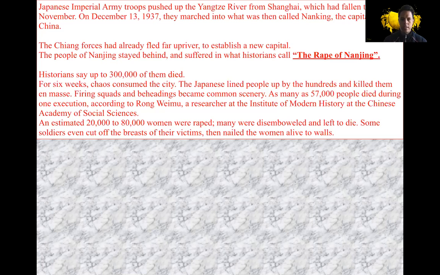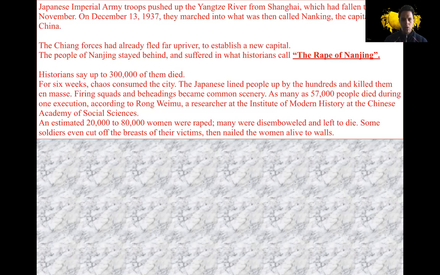For 6 weeks, essentially chaos would consume the city. The Japanese would line up hundreds and kill them en masse with firing squads, beheadings, and any other sorts of horrific accounts that came out of Nanking that we did cover in class. As many as 57,000 people would die in one single mass execution.